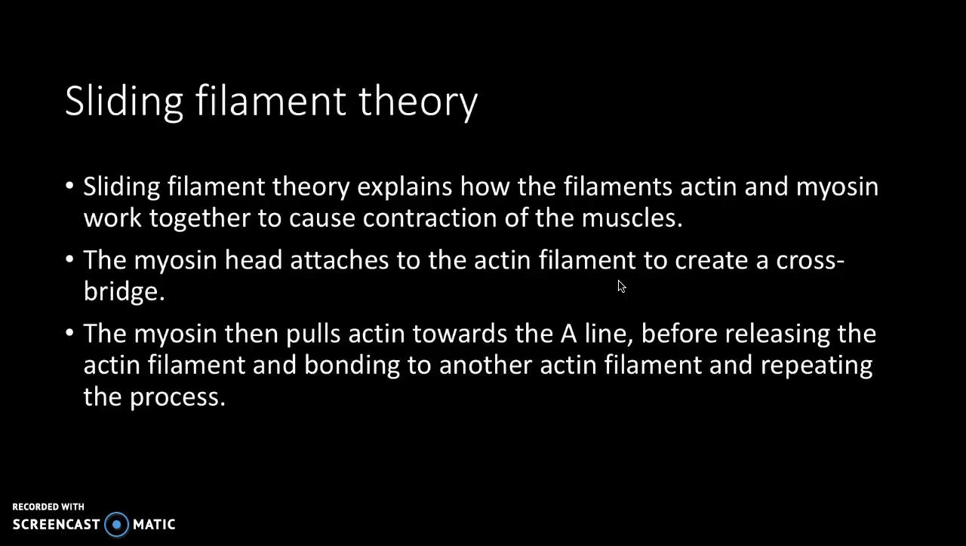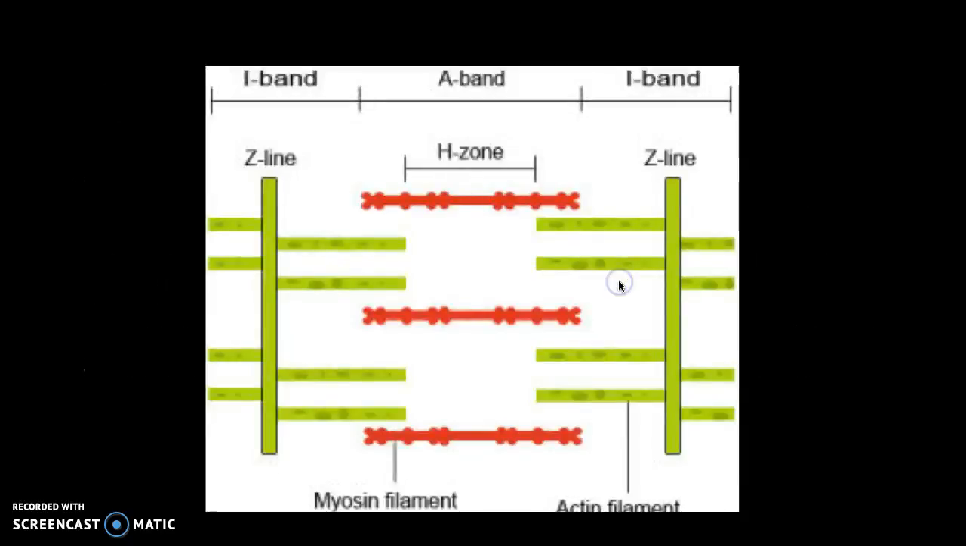So this works with the sliding filament theory, and sliding filament theory explains how the filaments of actin and myosin work together to cause contraction of the muscles. The myosin head attaches to the actin filament to create a cross bridge, and the myosin then pulls actin towards the A line before releasing the actin filament and bonding to another actin filament, repeating the process.